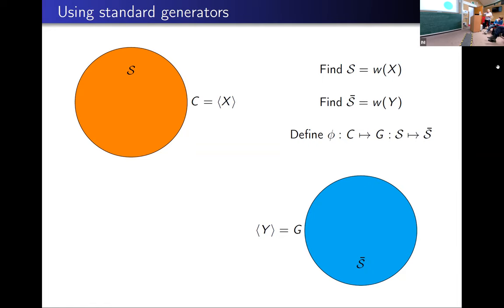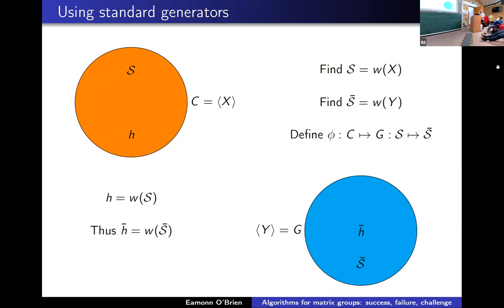We can make the decision, such as we have three generators which generate SL2 and one D cycle, that's fine, we can do that. And now the rest of it is that if I know what an element is in S, and I know little h as a word in S, then all I have to do is to evaluate h bar as the word in S bar in order to compute what its image is. So that's how I can go from C to G. And if I have the ability to solve for h bar as a word in Y, I can just go back and compute the pre-image back in C.